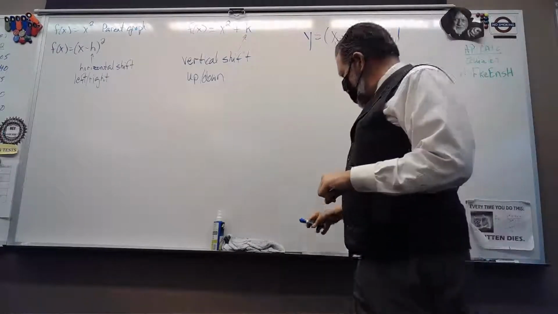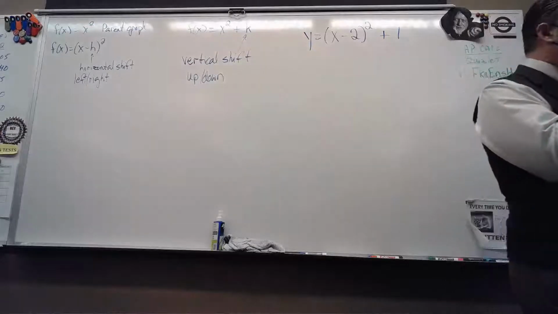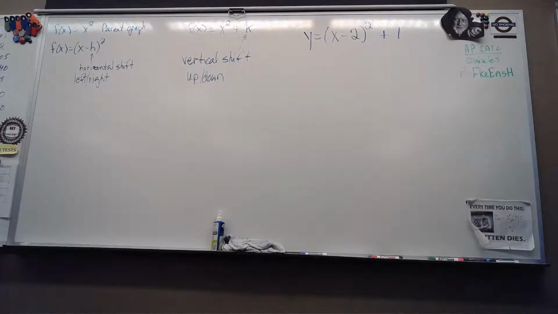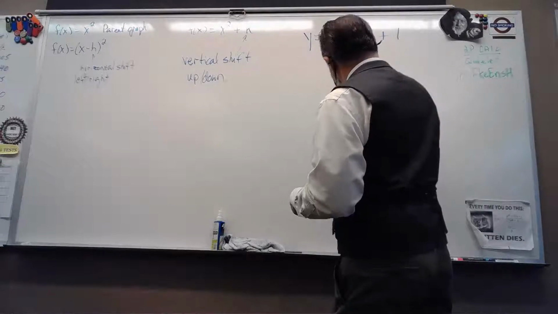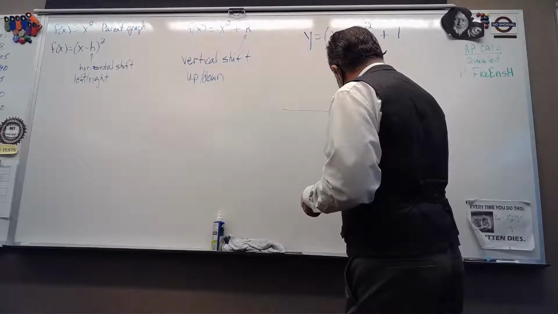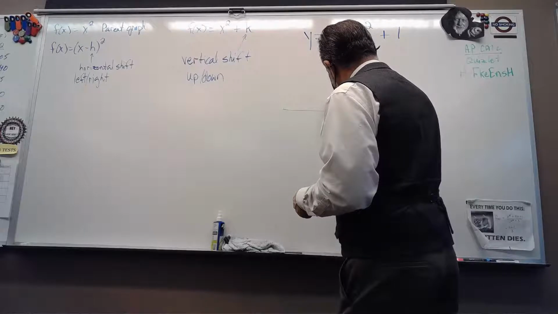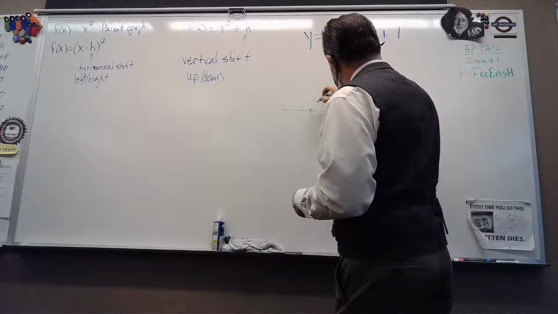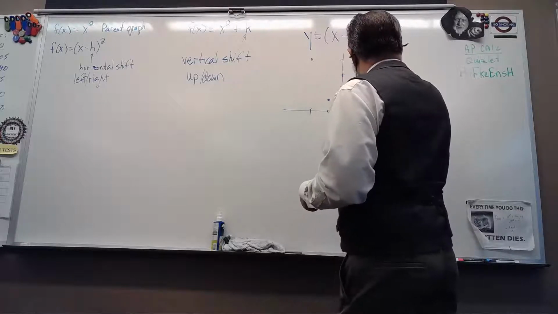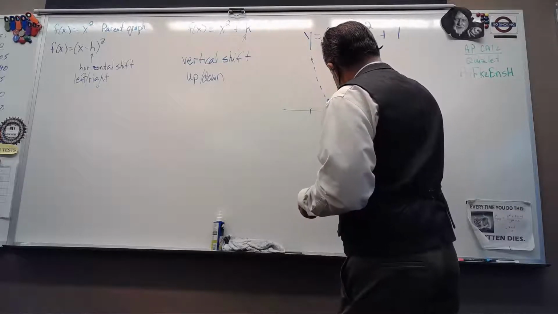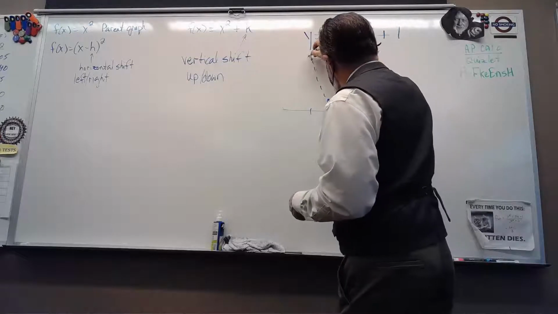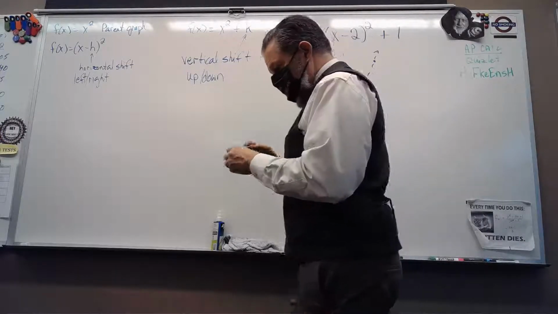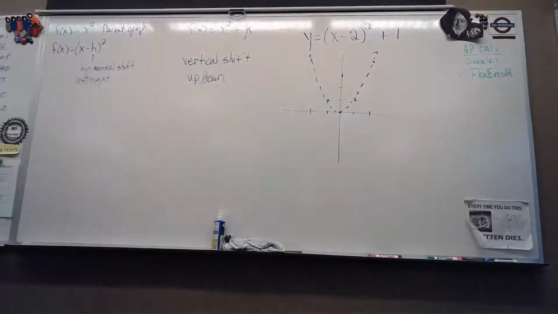So think about that. What have we just done to the graph? What did we do to the graph of x squared? And where did the vertex end up being? So here's our x squared graph. We'll just put this right back on here. There's our x squared. What did we do to this graph? Give you a second to think about that.